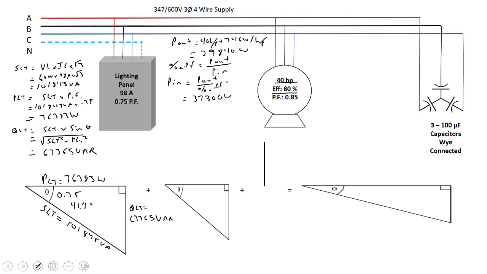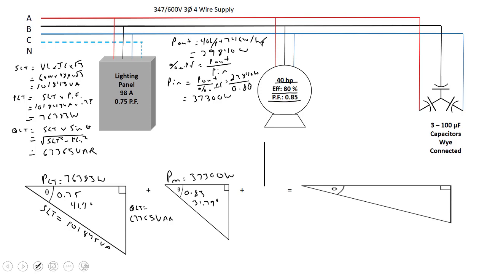So I take 29,840 watts and divide it by 0.8. Okay, now that we've got our power input, I'm going to label that here. That's the true power of the motor, 37,300 watts. And I know that the power factor of this motor is 0.85, so I can put that on my triangle. If I want, I can convert that over: second function cosine, that's going to come to about 31.79 degrees.